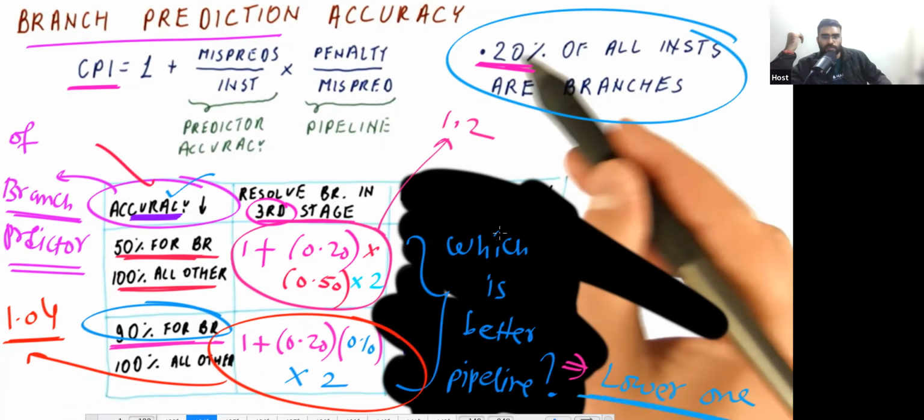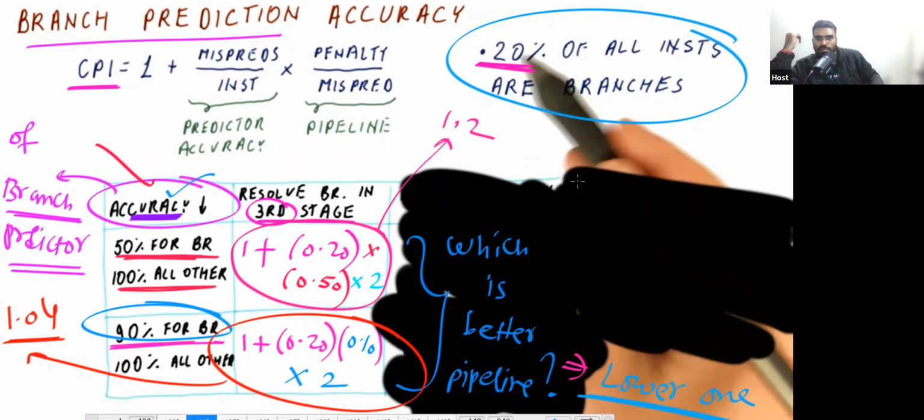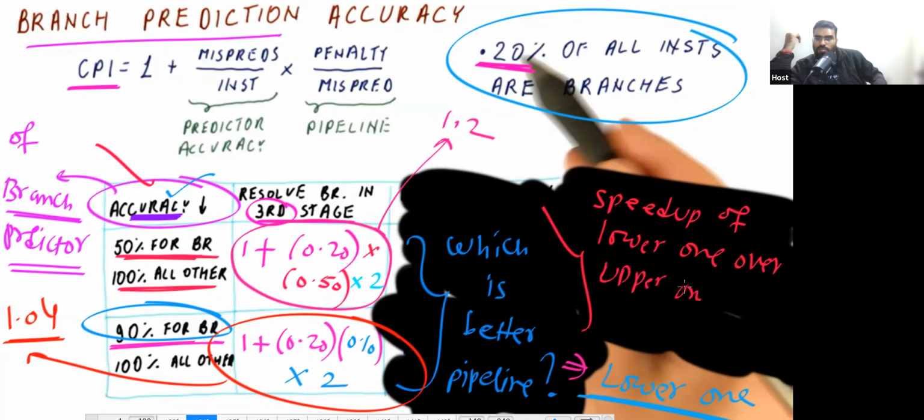What is the speed up then? The lower one is better, but what is the speed up? Now you tell me the speed up of the lower one over the upper one. That will be your 1.2 divided by 1.04. You can calculate whatever that is. 1.15. Very good. So that will be 1.15.